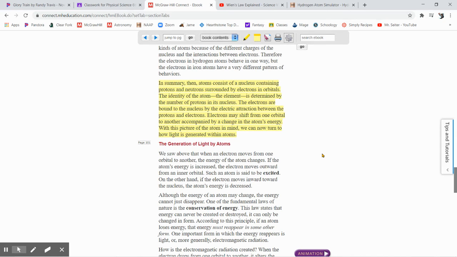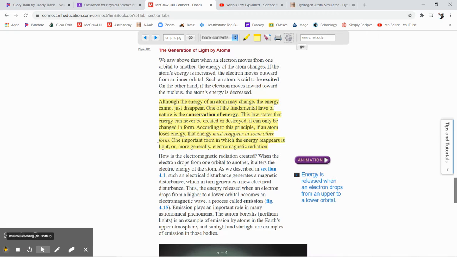In summary, then, atoms consist of a nucleus containing protons and neutrons surrounded by electrons in orbitals. The identity of the atom, the element, is determined by the number of protons in its nucleus. The electrons are bound to the nucleus by the electric attraction between protons and electrons. Electrons may shift from one orbital to another, accompanied by a change in the atom's energy. With this picture of the atom in mind, we can now turn to how light is generated in an atom.